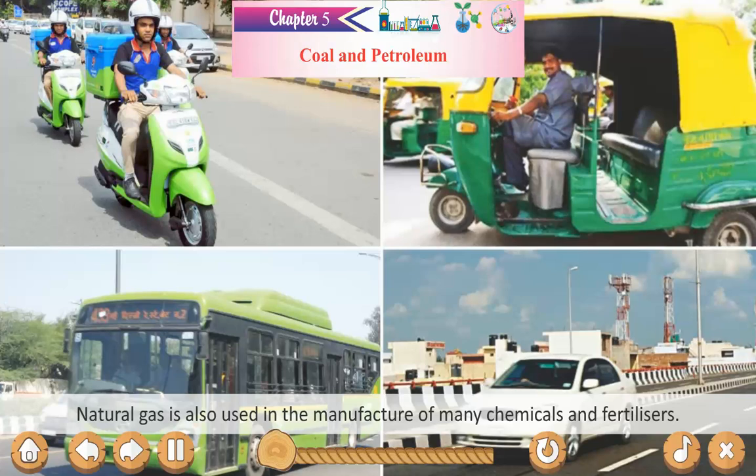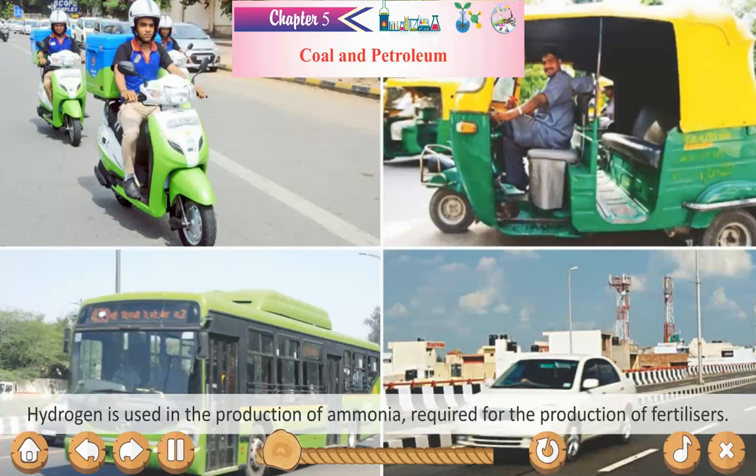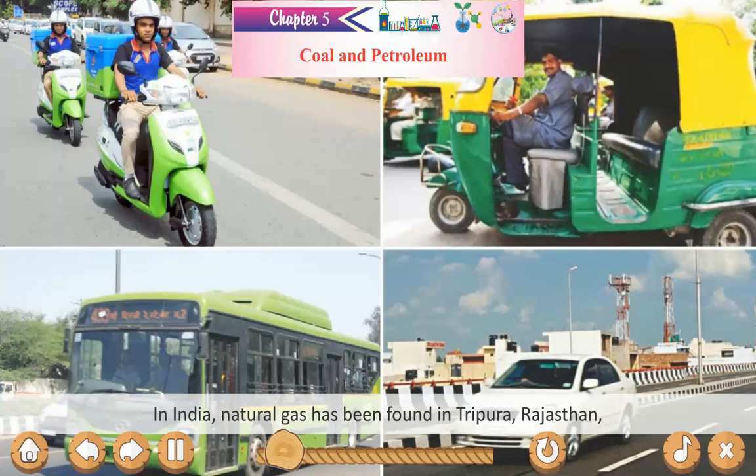Natural gas is also used in the manufacture of many chemicals and fertilizers. On strong heating, it decomposes into carbon and hydrogen. Hydrogen is used in the production of ammonia required for the production of fertilizers. In India, natural gas has been found in Tripura, Rajasthan, Maharashtra and in the Krishna Godavari Delta.